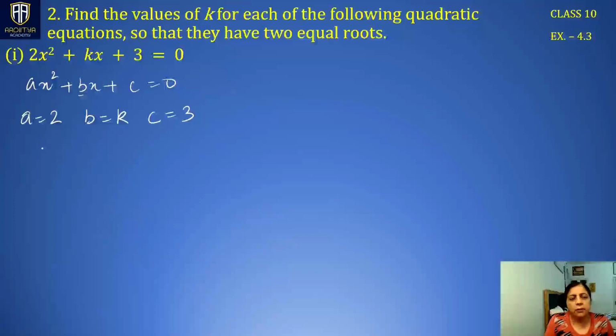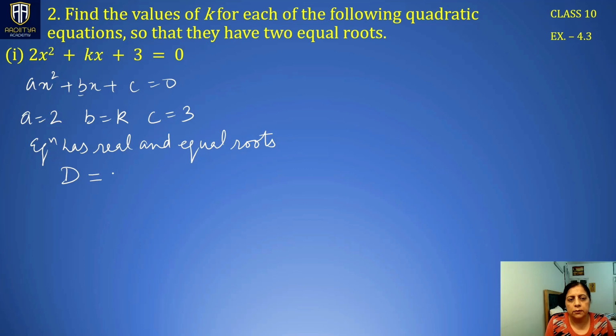Now this is given that the equation has real and equal roots. Real and equal roots. That means the criteria which goes with this is D is equal to 0. Now we have to use this information. D means b square minus 4ac is equal to 0. Now putting the values of a, b, c here, we have to see what is the value of k.